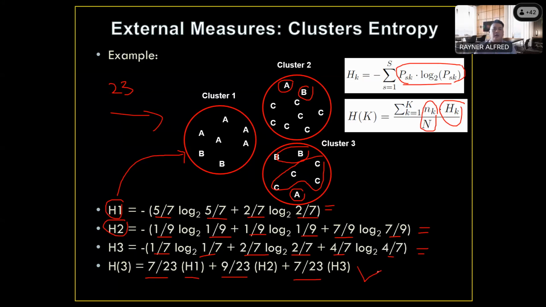Okay, so the lower the value is, the better, because if all of the members belong to one class, the entropy will be 0. Okay, so if we have 50/50, the entropy will be 1. Okay, so we want to minimize the value of the total cluster entropy to show that we have a good clustering result. So that's how we use the formula.